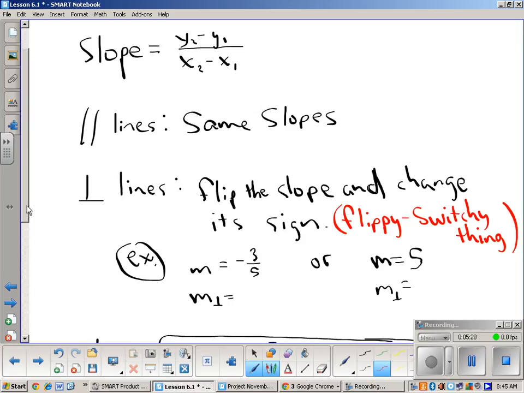How to find the slope. Remember, change of y's on top, change of x's on the bottom. Remember, parallel lines have the same slope. And perpendicular lines flip the slope and change the sign. Remember that flippy switchy thing?